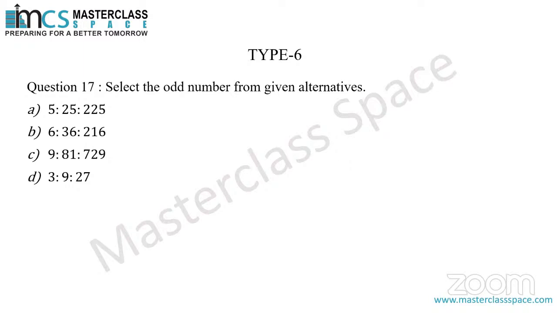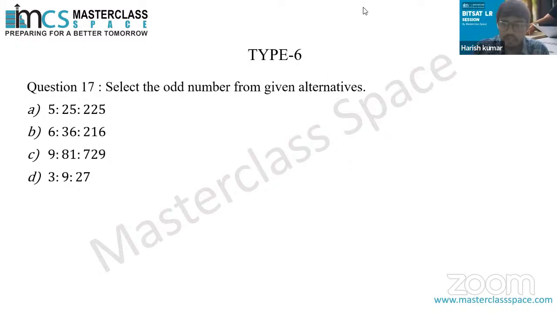Again, I can clearly see this is nothing but 3, 9, 27. So 3 power 1, 3 power 2, and 3 power 3. This is 9 power 1, 9 power 2, and 9 power 3. 6 power 1, 6 power 2, and 6 power 3. However, this one is 5 power 1, 5 power 2, but 225 is not 5 cube. 125 is 5 cube, right? So this is not our answer. So option A is the answer.